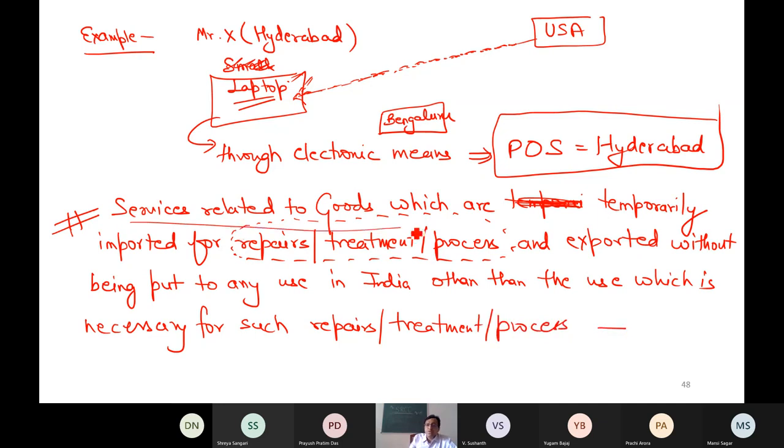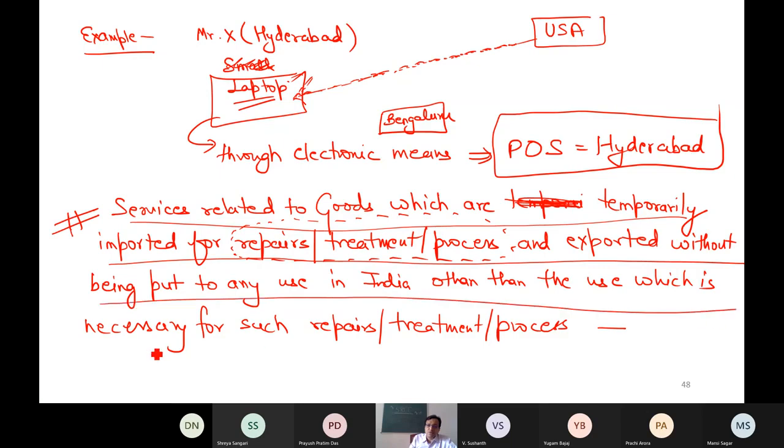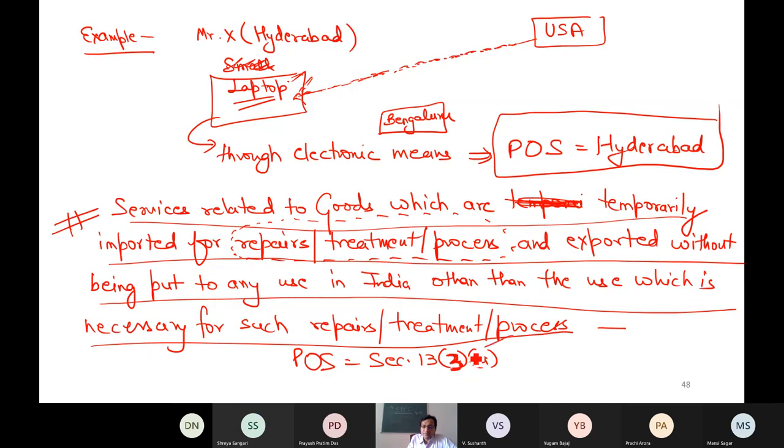In this case, don't apply section 13, subsection 3, clause A. It simply says don't apply any such clause. So place of supply will not be determined as per section 13(3)(a). No, it will not be determined. But it doesn't mean that there is no place of supply. GST is still payable. So you have to determine place of supply. If not as per this provision, then by default the residuary provision, which is section 13 subsection 2. I'm not saying that there is no GST.